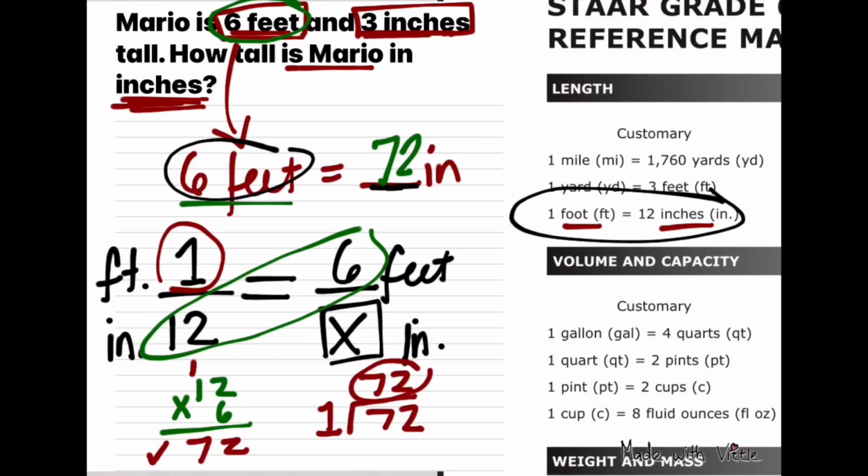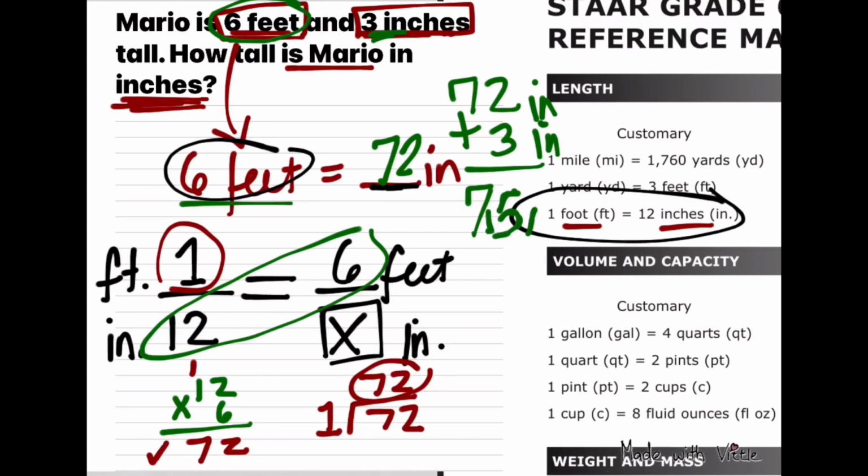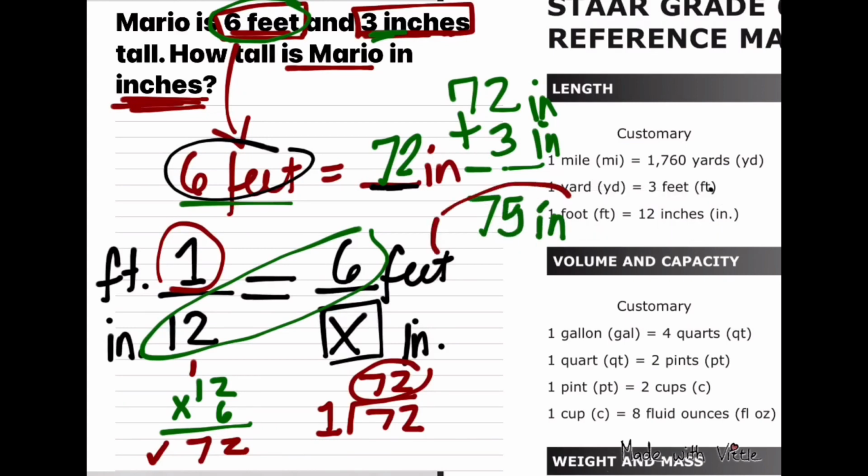So what are we going to do with 72 and that extra 3 inches? We're going to have to add both inches. And now we're going to have Mario's height in inches, which is a total of 75 inches.